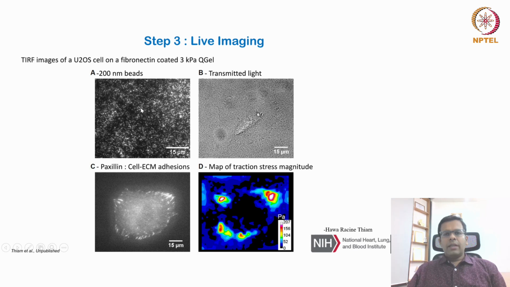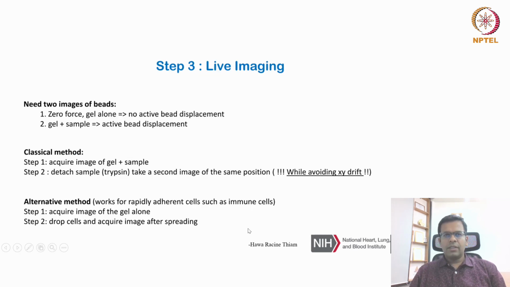Now here you can see some representative TIRF images of a U2OS cell on a fibronectin coated 3 kilopascal Q-gel. These are the 200 nanometer beads, and this is the transmitted light image. Then this is the paxillin, the cell ECM adhesions you can see here, and the map of traction stress magnitude. And how it is measured, you can see in the next slide.